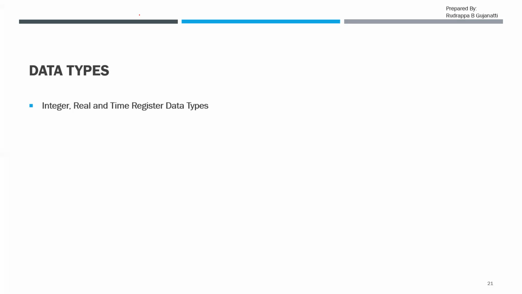So next, we also encounter a few of the other data types, that is integer, real, and time register data types. So we'll look into what these things are, how they can be defined, and how those have to be dealt with, because we have to consider these things.